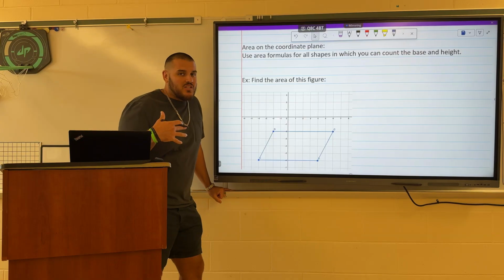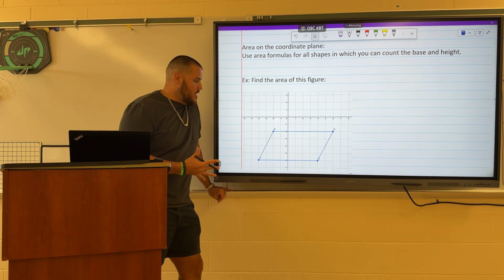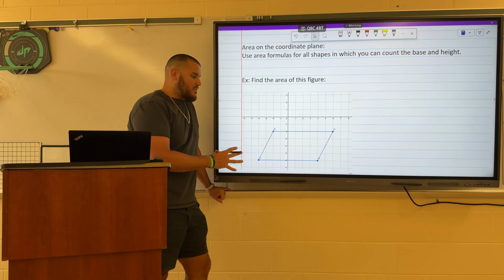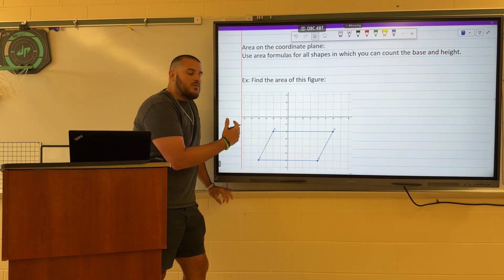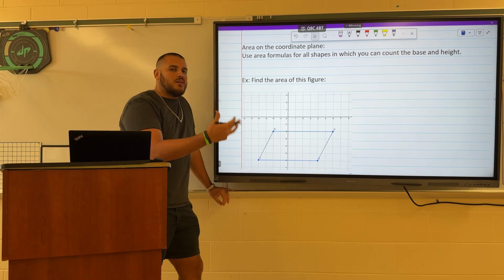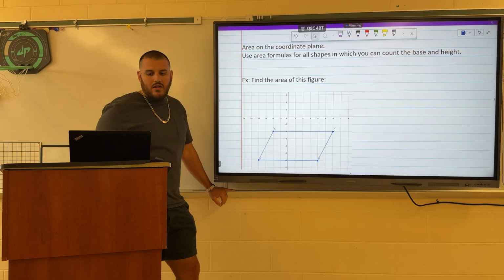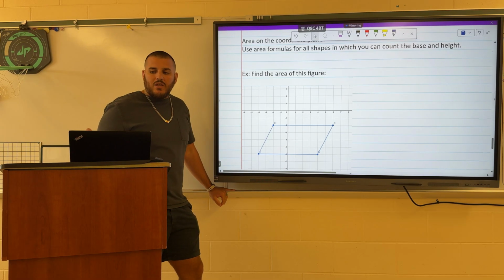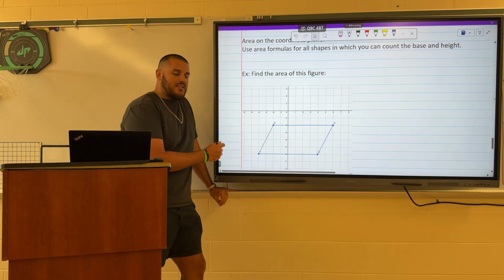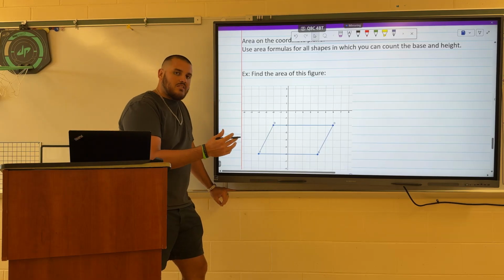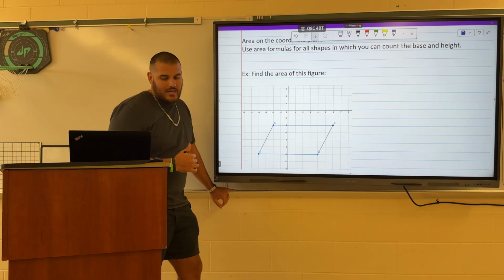Now the coordinate plane is where area can get really tricky, though sometimes we can be lucky and have an example or a figure that's graphed in a way that we can count the things that are needed for its area formula. So in this example, we have a parallelogram on our graph, and we can actually count the base and height of this with our fingers without having to use the distance formula or some other kind of method.